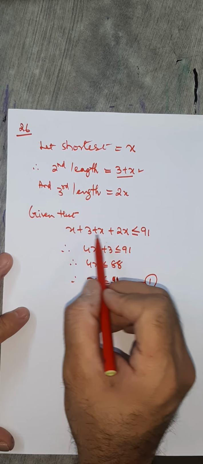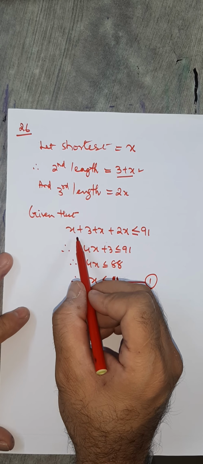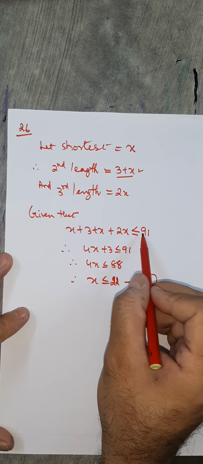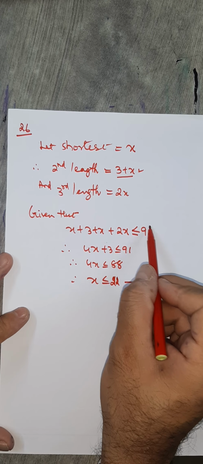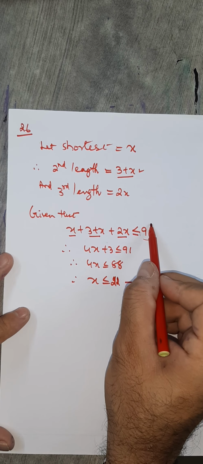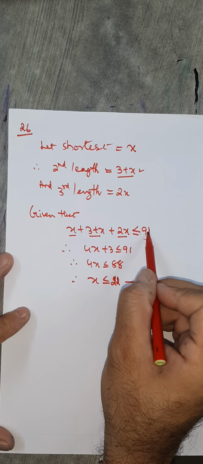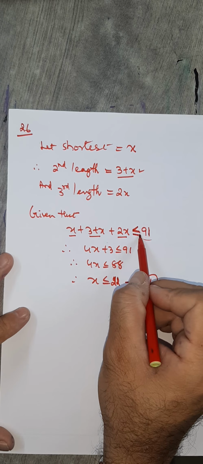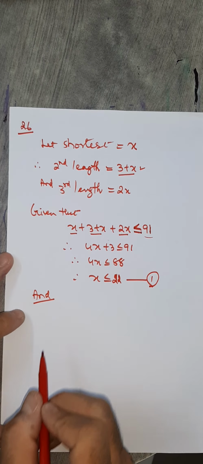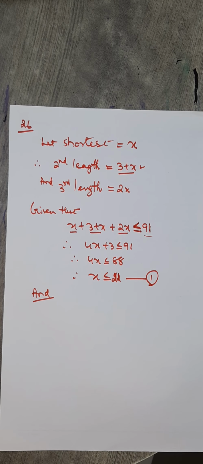Okay. Why is this less than or equal to 91? Because the total length you are given is from a single piece of length 91 centimeters. So the total length is 91, so when we add the lengths of these three pieces, it should not be more than 91. Either it should be 91 or less than 91. So we have this. And one more condition you have in the question. What's that condition?